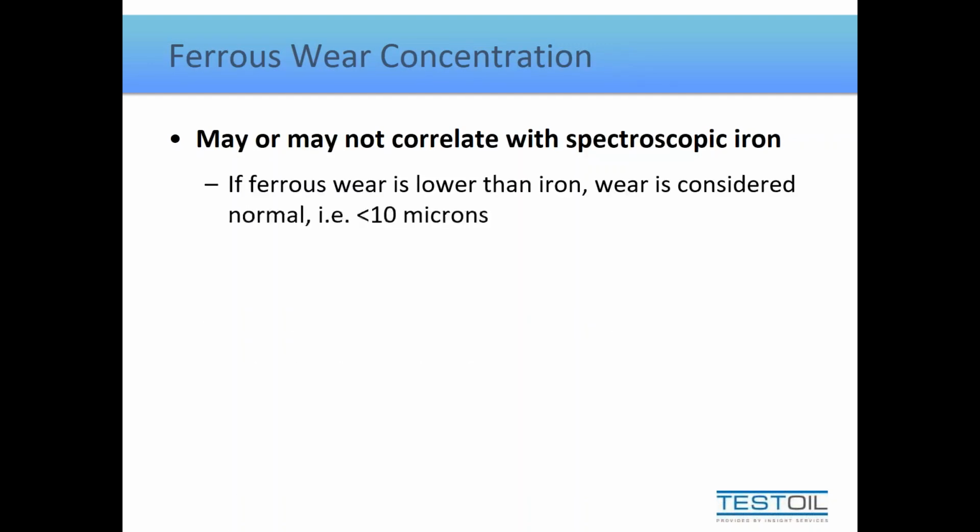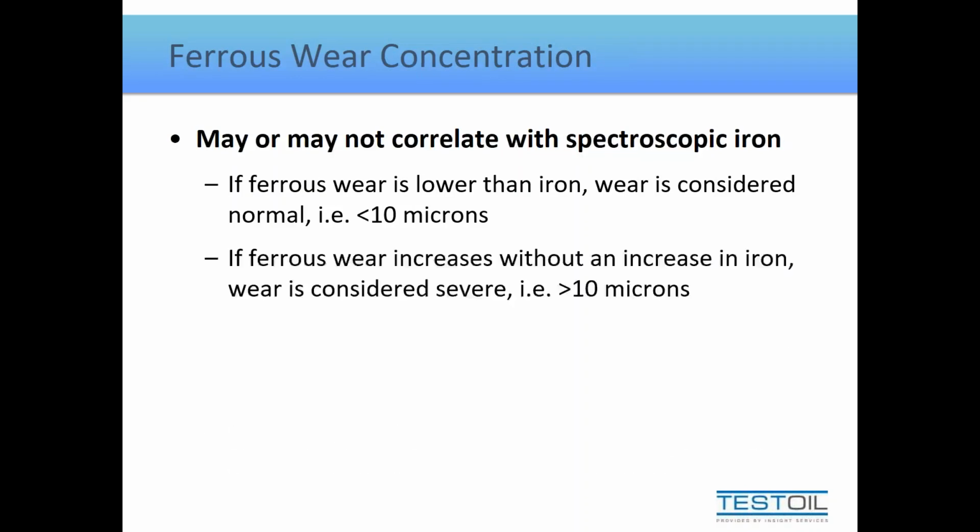If we see that the ferrous wear itself is low, but iron is high, then most of the wear is going to be in the small category, in that less than 10 or in that 0 to 5 range. So this is probably normal wear. We don't get too excited about those kind of results.